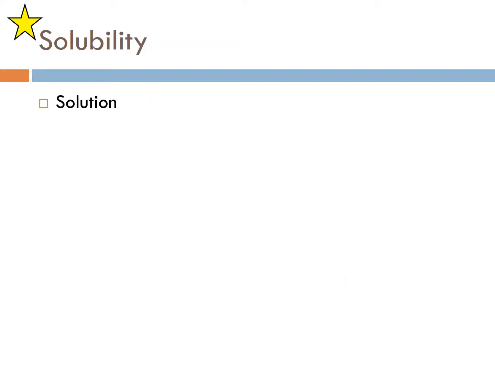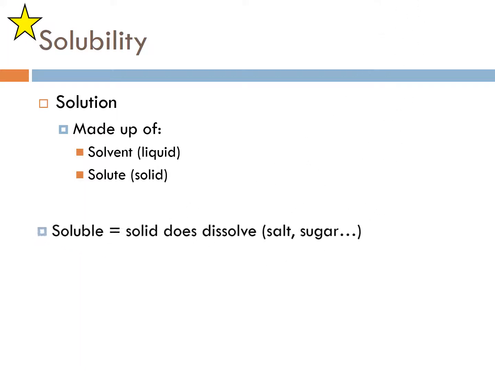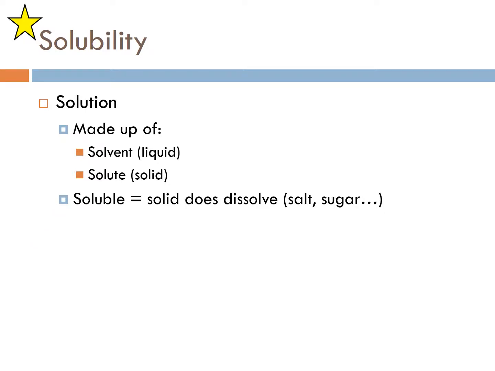Alright, solubility. So solubility is a solution. It's made up of a solid and a liquid. Usually the solid is called a solute, for example, salt, and the solvent, generally water, is the liquid. So if something is soluble, that means it will dissolve in that liquid. So salt and sugar will dissolve in water, so they're soluble in water.